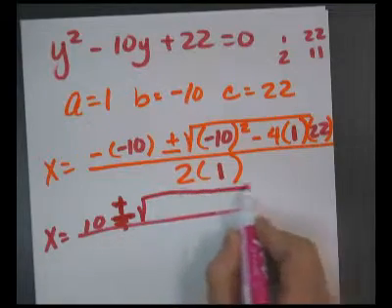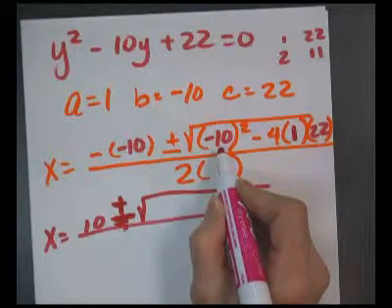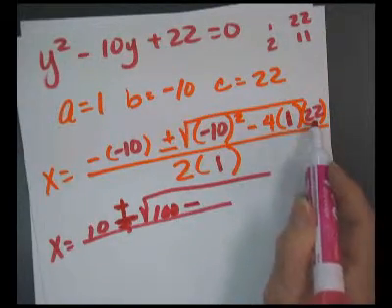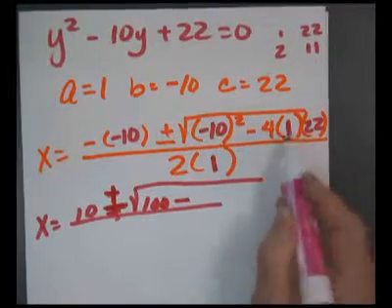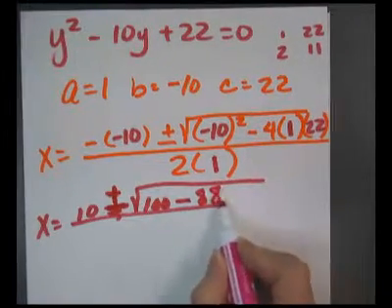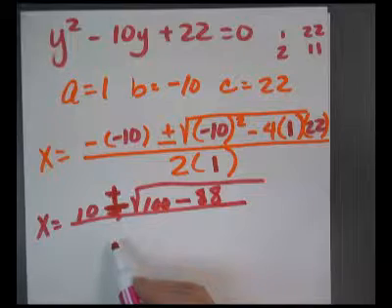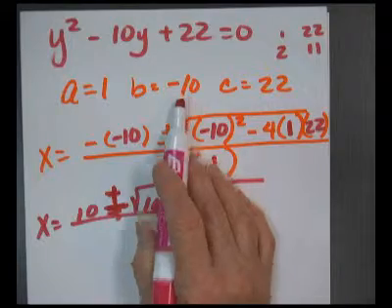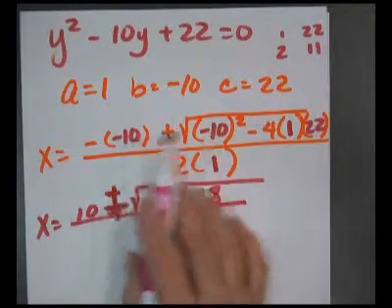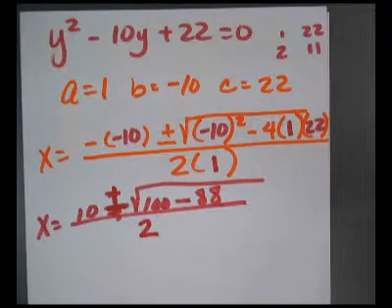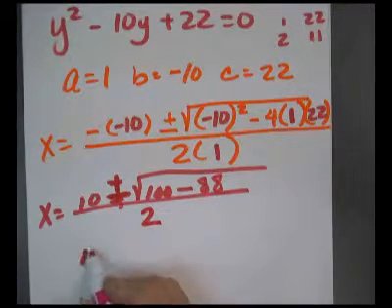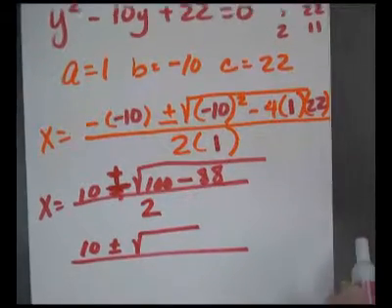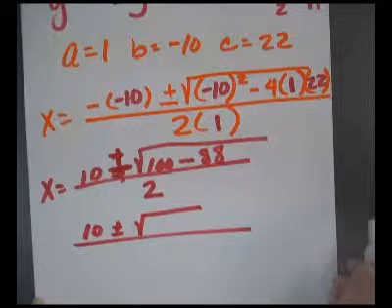Okay, square root. Negative 10 times itself, 100. Minus 4 times 22. I'm confused. 88. Yeah. How did A become negative 10? Okay, sorry, B is negative 10. Positive times negative. B is negative 10. Negative times negative. These are your B's right here. Okay, yeah. So we have 10 plus or minus. What's 100 minus 88? 12.